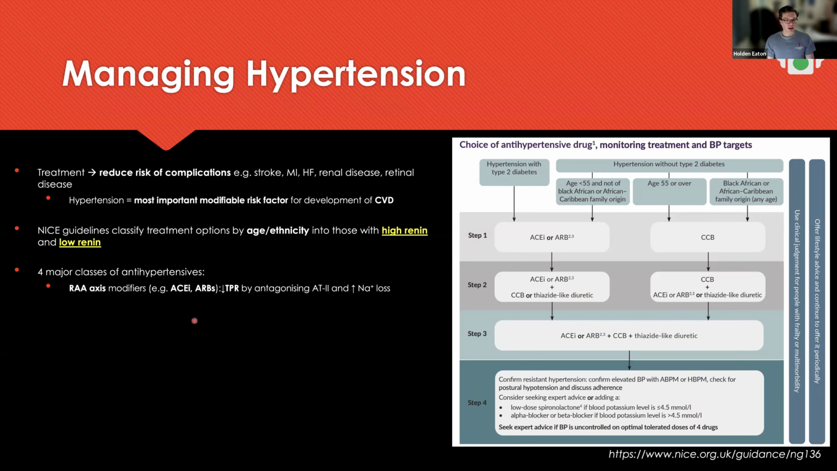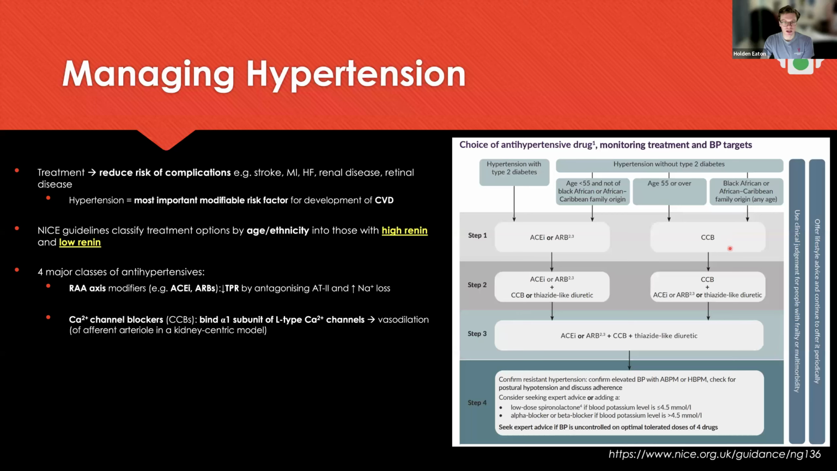So first we have the RAS axis modifiers. These make sense. ACE inhibitors inhibit the conversion of angiotensin 1 to 2, blocking off the initial part of that cascade. But also, because angiotensin acts as a vasoconstrictor, these treatments, or at least ACE inhibitors, reduce total peripheral resistance, TPR. Then we have CCBs, so that's the right, low renin stream over here.